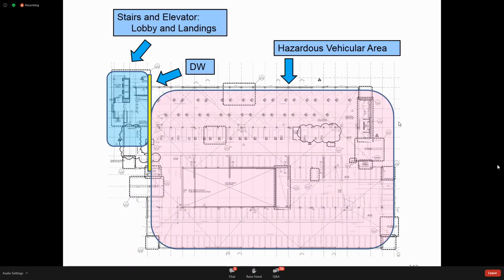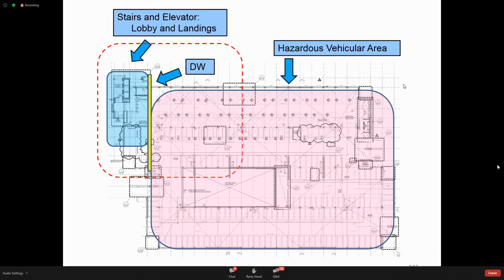From my perspective, I just don't get any logic out of saying somebody gets out of their car in the middle of the parking garage and we need to somehow warn them that there's other cars around them. I believe they already get that. When you get out of a car, you know there's other cars around you. You know you're in a hazardous vehicular area. You don't need to be warned.